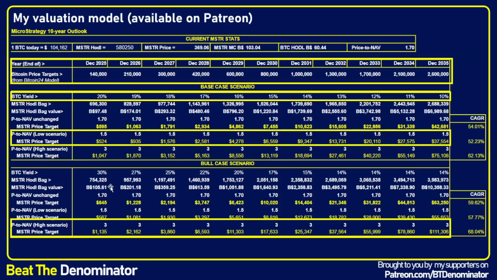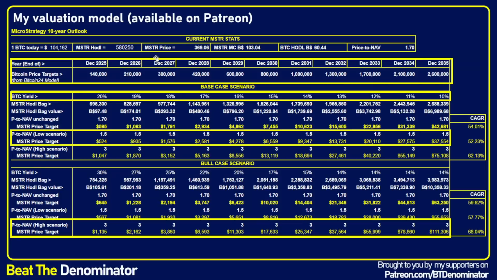The bull case scenario assumes that, for example, in December 2025, they have about 30% of a BTC yield left, and it assumes that in the base case, they only have 20% of BTC yield left. And then I am using a joke-grade BTC yield for 2026 and 2027 in the base case scenario. I'm really only assuming they will do 20%, 19%, and 18% Bitcoin yield, and all the way going down to not single digit, but almost, right, 11%, 10% yield in the later December months.